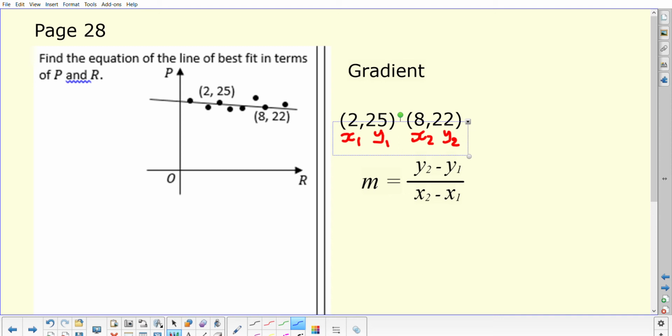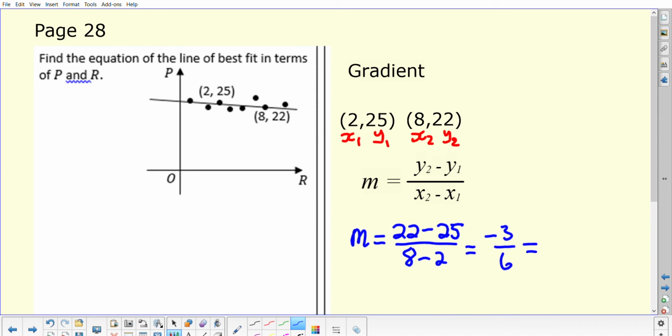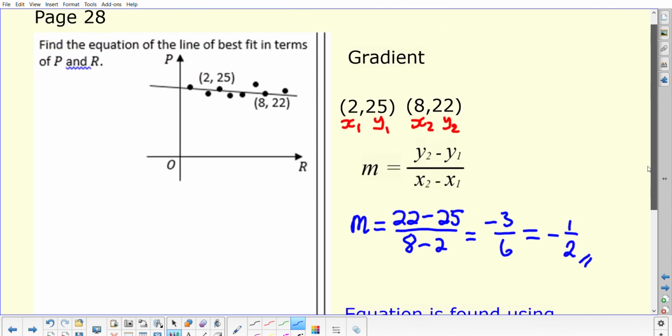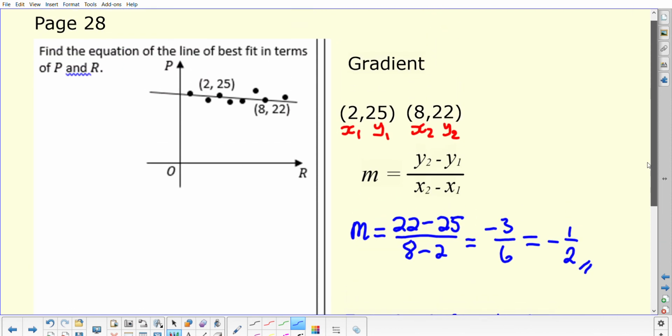Now I'm going to substitute in to my gradient formula. So I'm writing down that m would be equal to, I'd have 22 take away 25 on the top, over 8 take away 2 on the bottom. 22 take away 25 is negative 3, 8 take away 2 is 6. That will simplify, and you need to make sure you do simplify to give you the gradient is equal to negative a half.